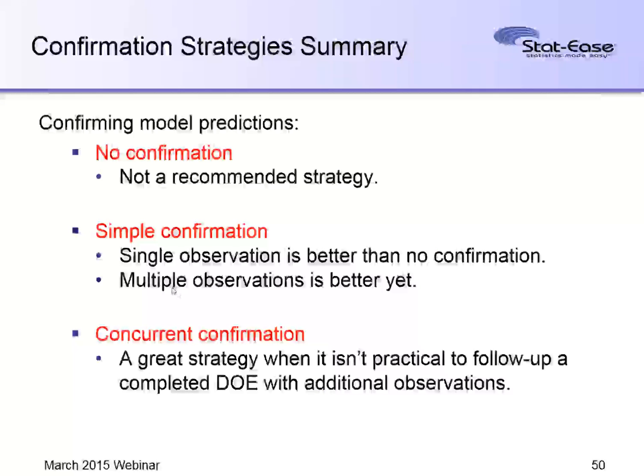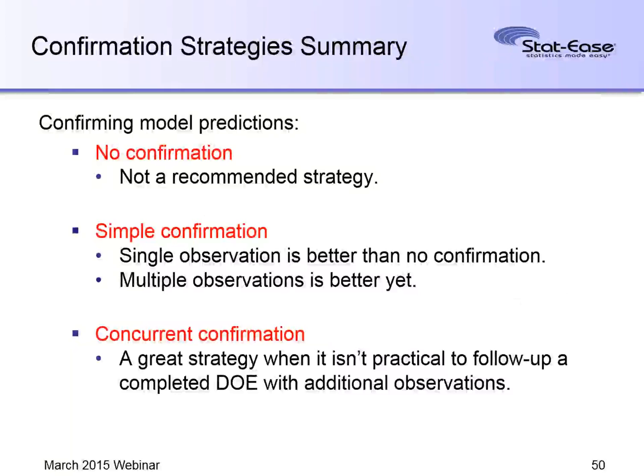So to confirm the 3 strategies I talked about, the first one was to not confirm, which we in general don't recommend except in a very small number of cases. We talked about simple confirmation, which essentially involves performing confirmation runs after you've done the experiment. A single observation is better than no confirmation, but multiple confirmation runs are even better.